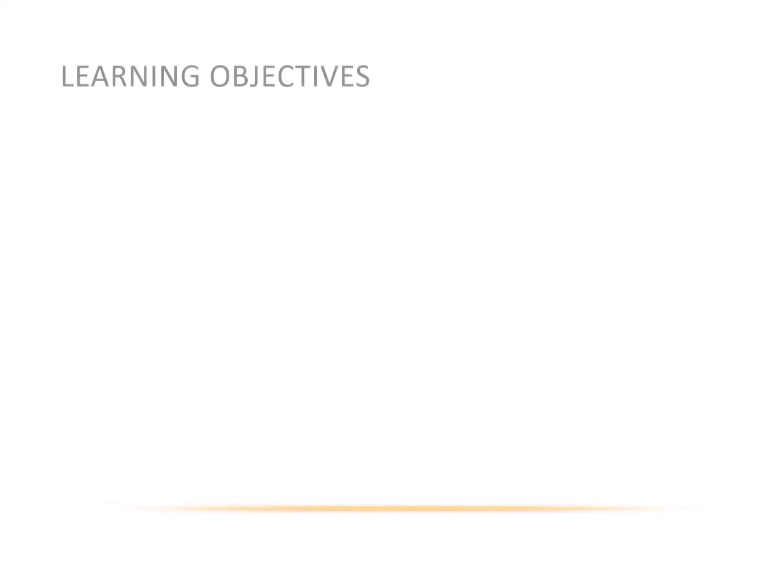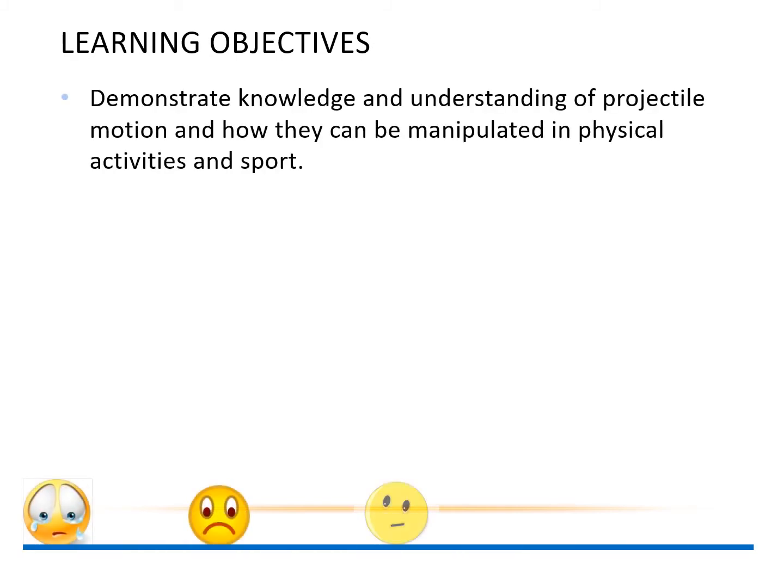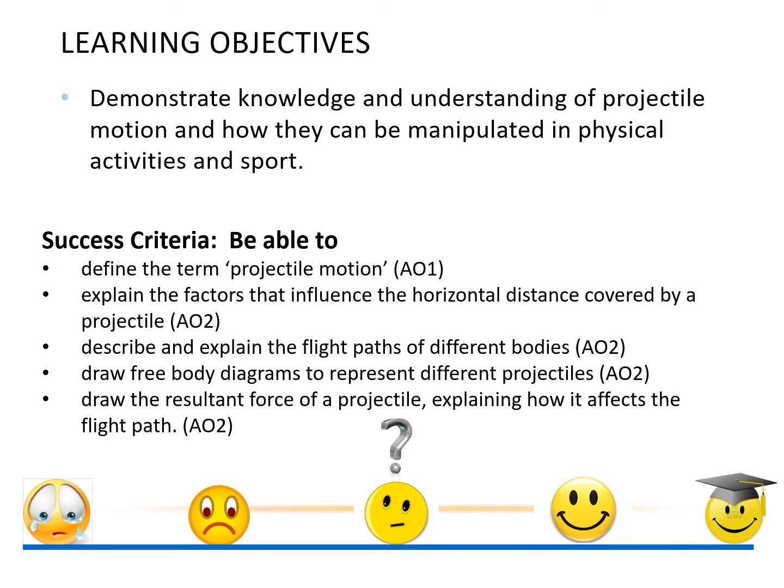So, our objectives for today: we're looking at projectile motion, and we're looking at the term projectile, the factors that influence the horizontal distance, the different flight paths, how we can draw free body diagrams to represent different projectiles, and this resultant force, what the resultant force means and what it looks like.